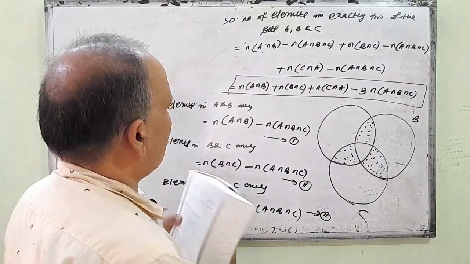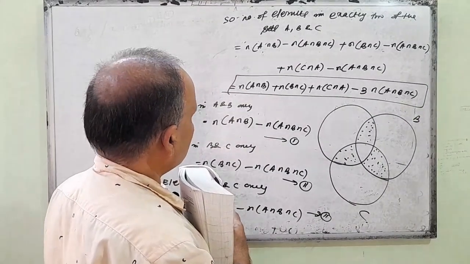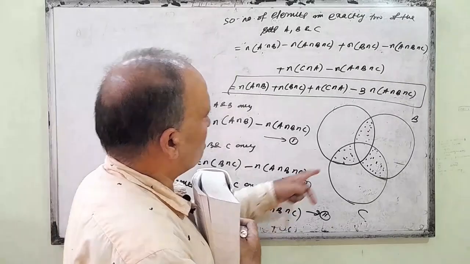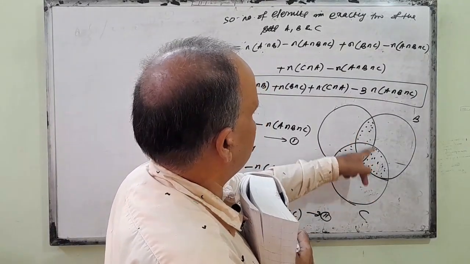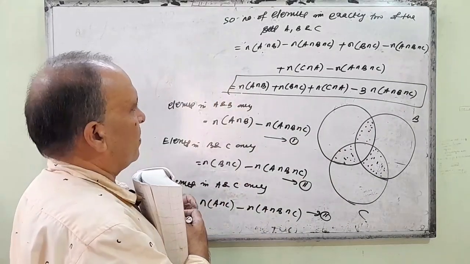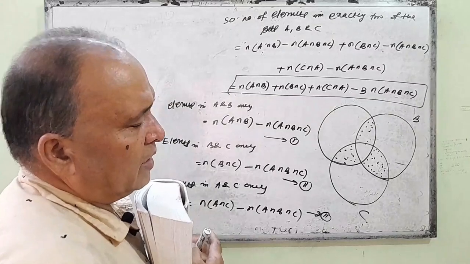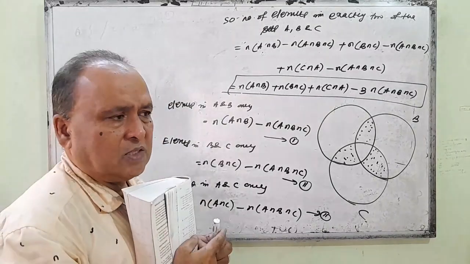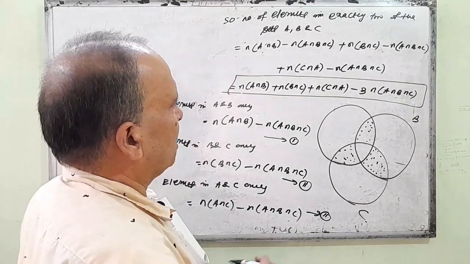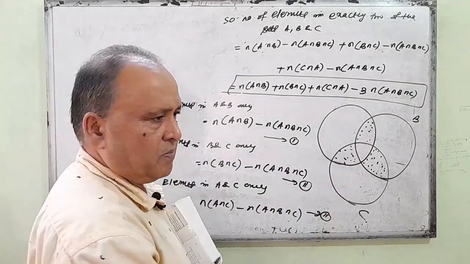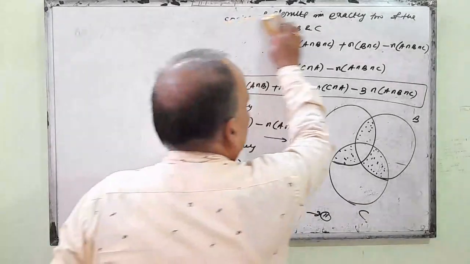So the number of elements present in exactly two of the sets A, B, C is equal to this part plus this part plus this part: the order of A intersection B plus order of B intersection C plus order of C intersection A minus 3 into order of A intersection B intersection C. Similarly, another interesting question is there.